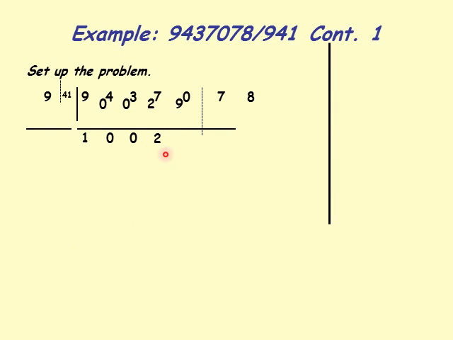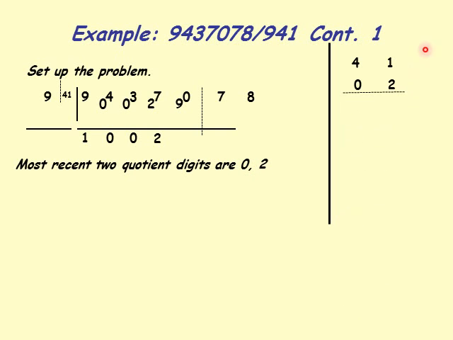This is what we have so far from the previous slide, okay? 1002 and the remainder 9 here. Let's look at it: 0 and 2 are the most recent quotient digits, and 4 and 1 are the flag digits. Let's continue. So most recent quotient digits are 0 and 2, and this is the setup for the adjustments. 1 times 0 is 0 and 4 times 2 is 8. So we will be subtracting 8 from 90.